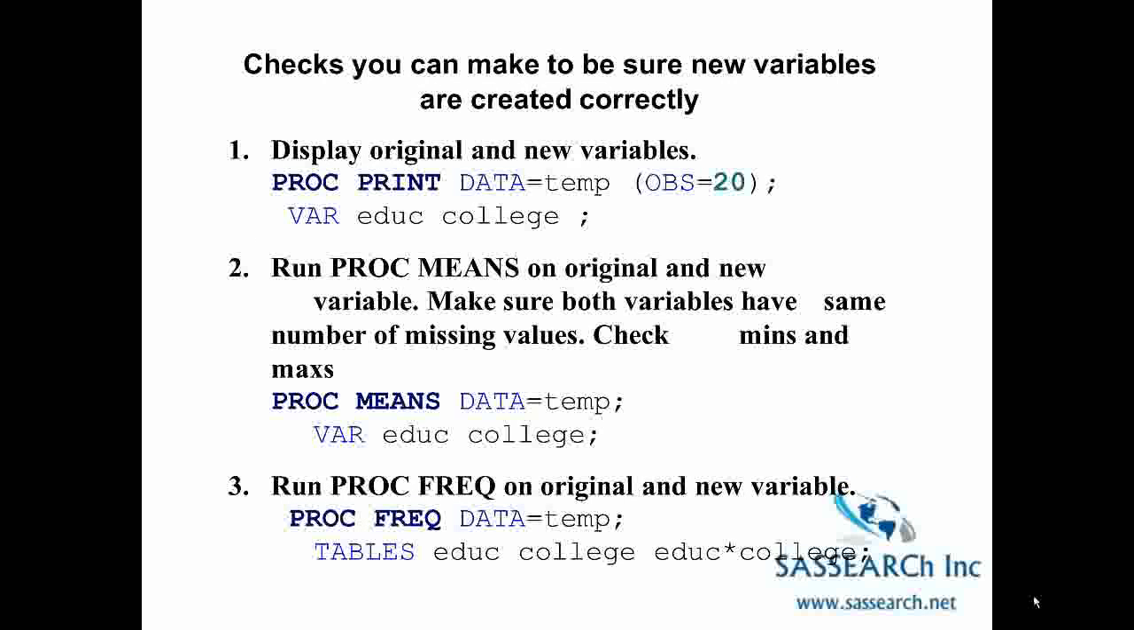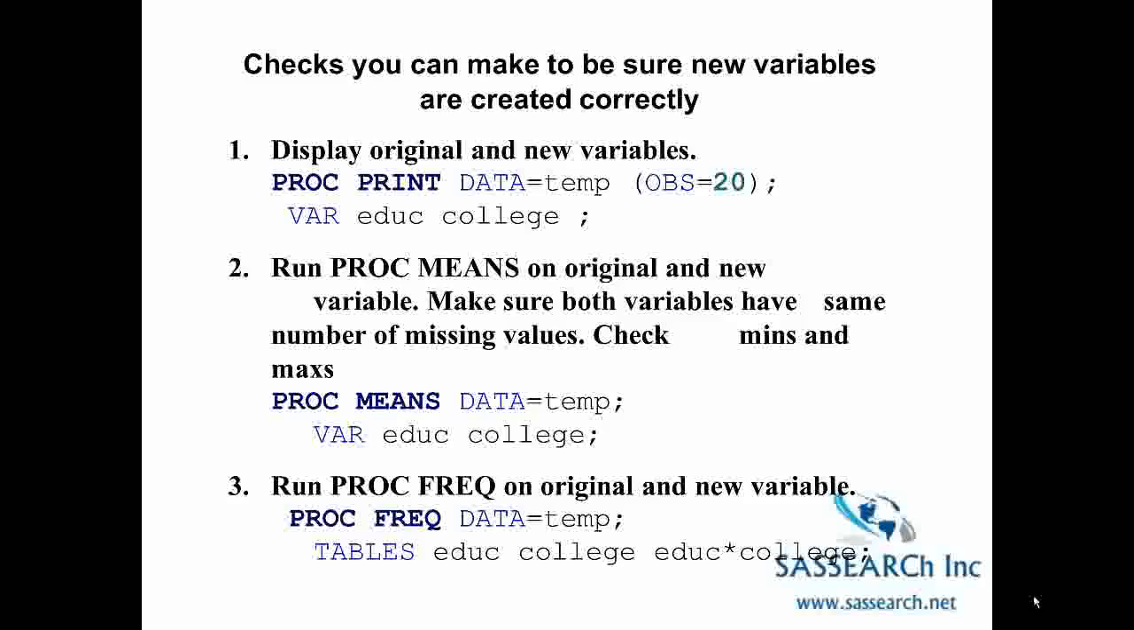You want to check to make sure that the new variables you created are appropriate. And so some of the ways that I recommend checking to make sure that the new variables are created correctly are, first of all, to display the original and the new variables. So if the original variable educ was missing, you would expect that the new variable you created from that variable educ, college, is also missing.